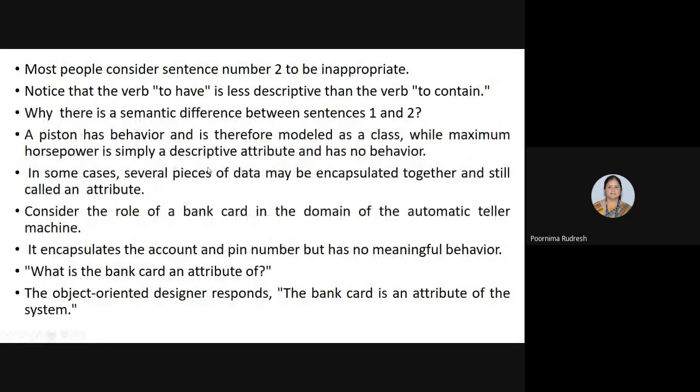So in some cases, several pieces of data may be encapsulated together, and still it is called an attribute. When we have an attribute that may consist of different pieces of data, it is still called an attribute. One example is the role of a bank card, which is nothing but your debit or credit card, in the domain of the automatic teller machine. Here we are using the concept of ATMs, and by using the cards, we are withdrawing the money. Understood? By using the debit cards. You know the cards, right?